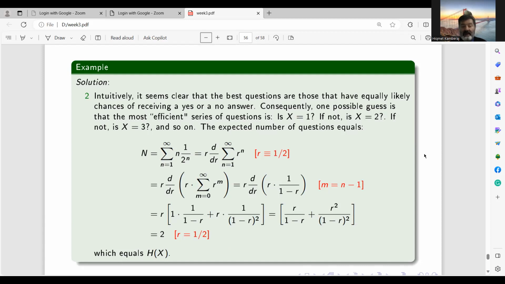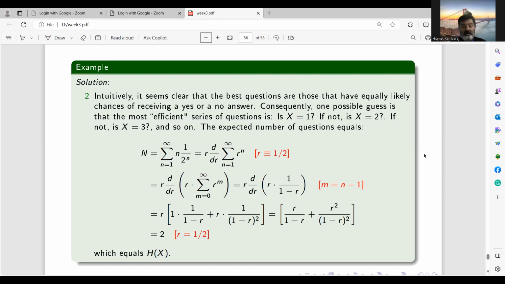which is equal to, if r is taken as 1 over 2, then this will represent r times the derivative with respect to r of the sum n from 1 to infinite r to the power n. Then I can further write this as r d over dr. Then I can write r times, and then I change the summation index from n to m from 0 to infinite r to the power m. Now the sum is equal to 1 over 1 minus r. Then I have r d over dr, r times 1 over 1 minus r.